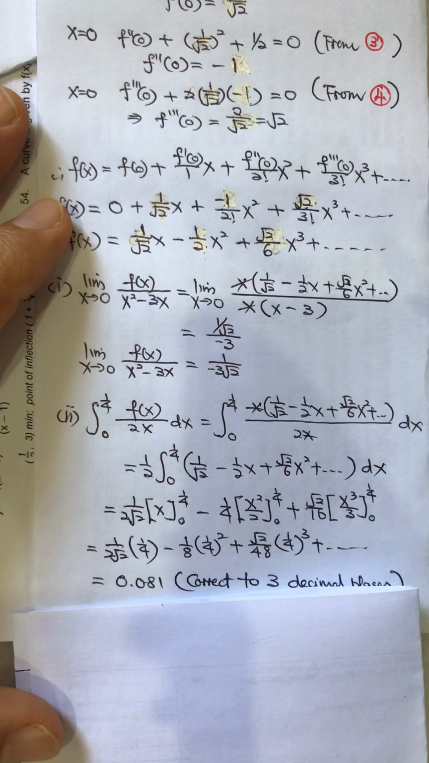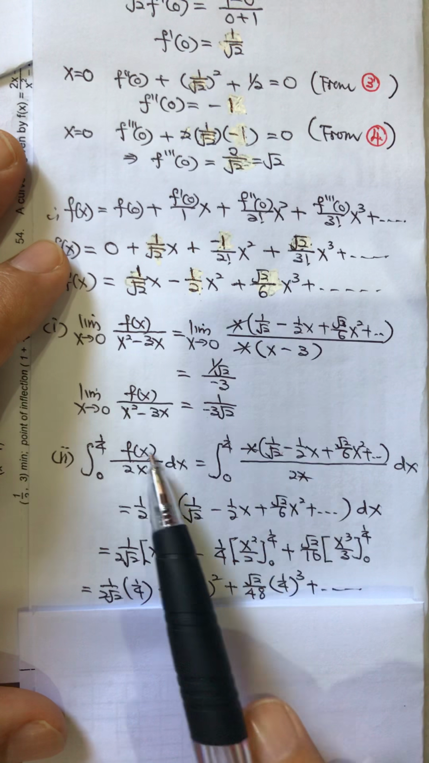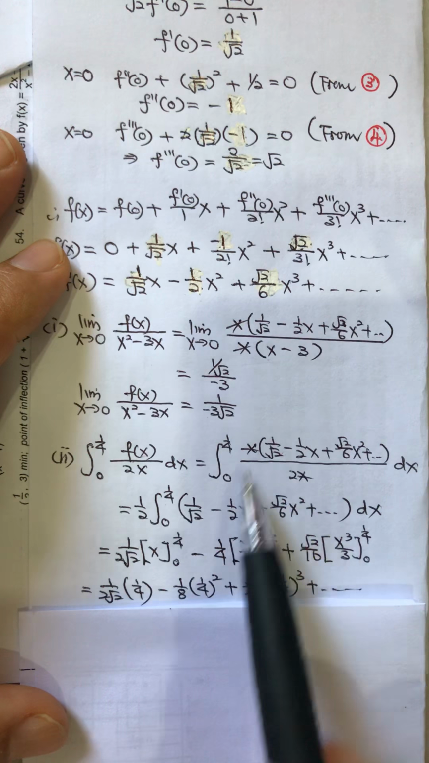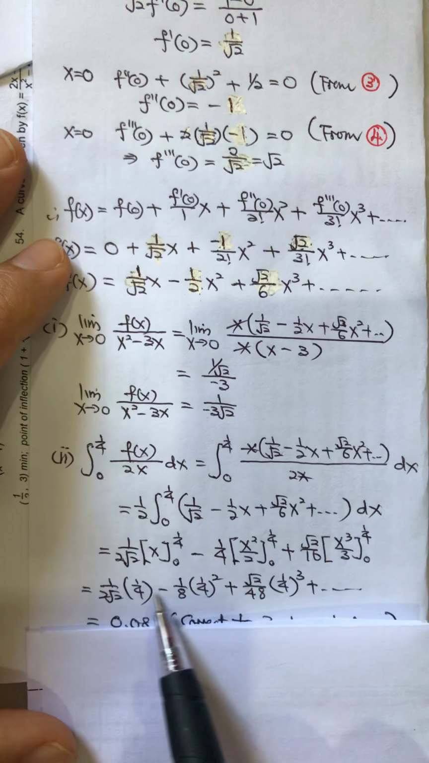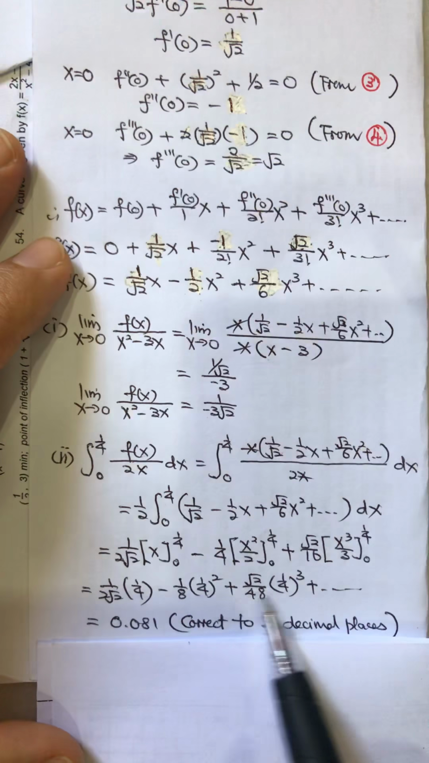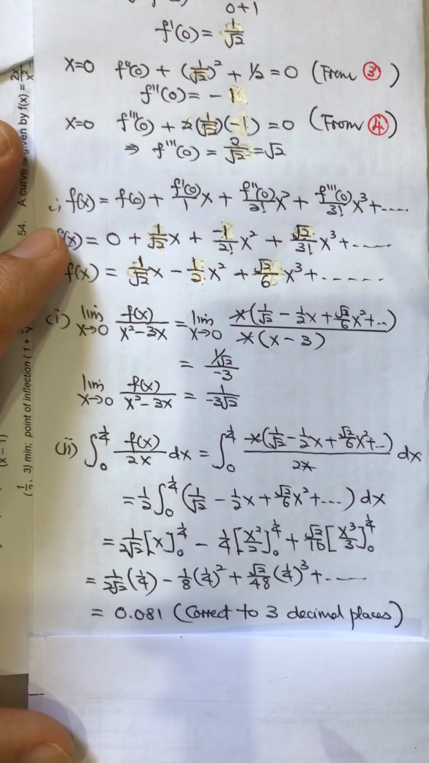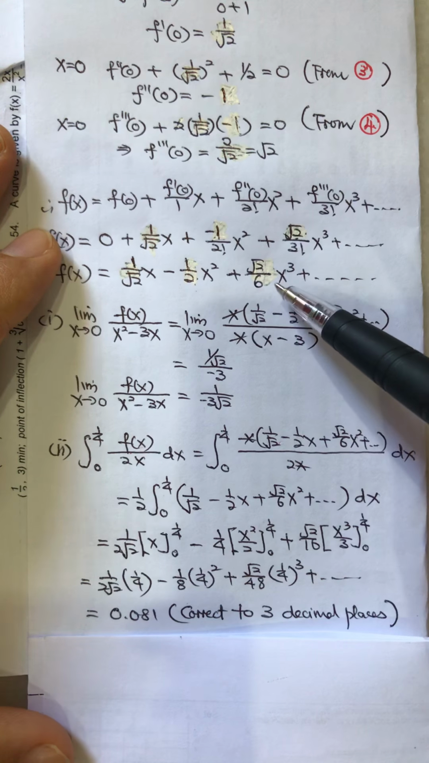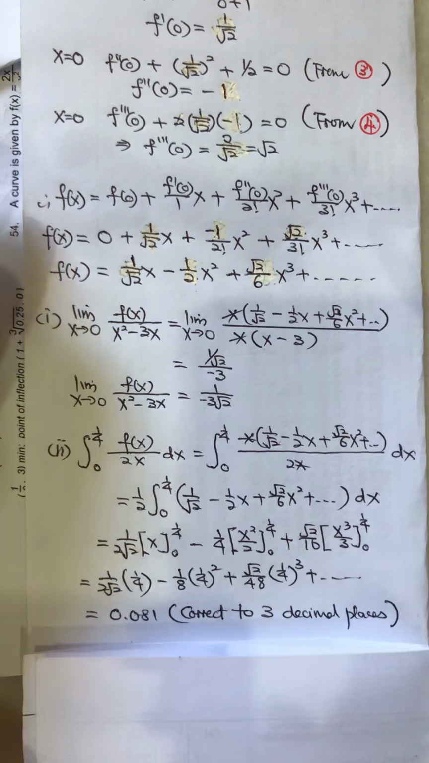Here you just substitute the f x inside, and then you see that the x can cancel. Then this is what you get. Then you just integrate term by term. After that you just put in all the limits. Then you use the calculator, then you can get the answer. This one, I think there is no problem once you get the series. Actually, in this question I want to show you how to get the series.